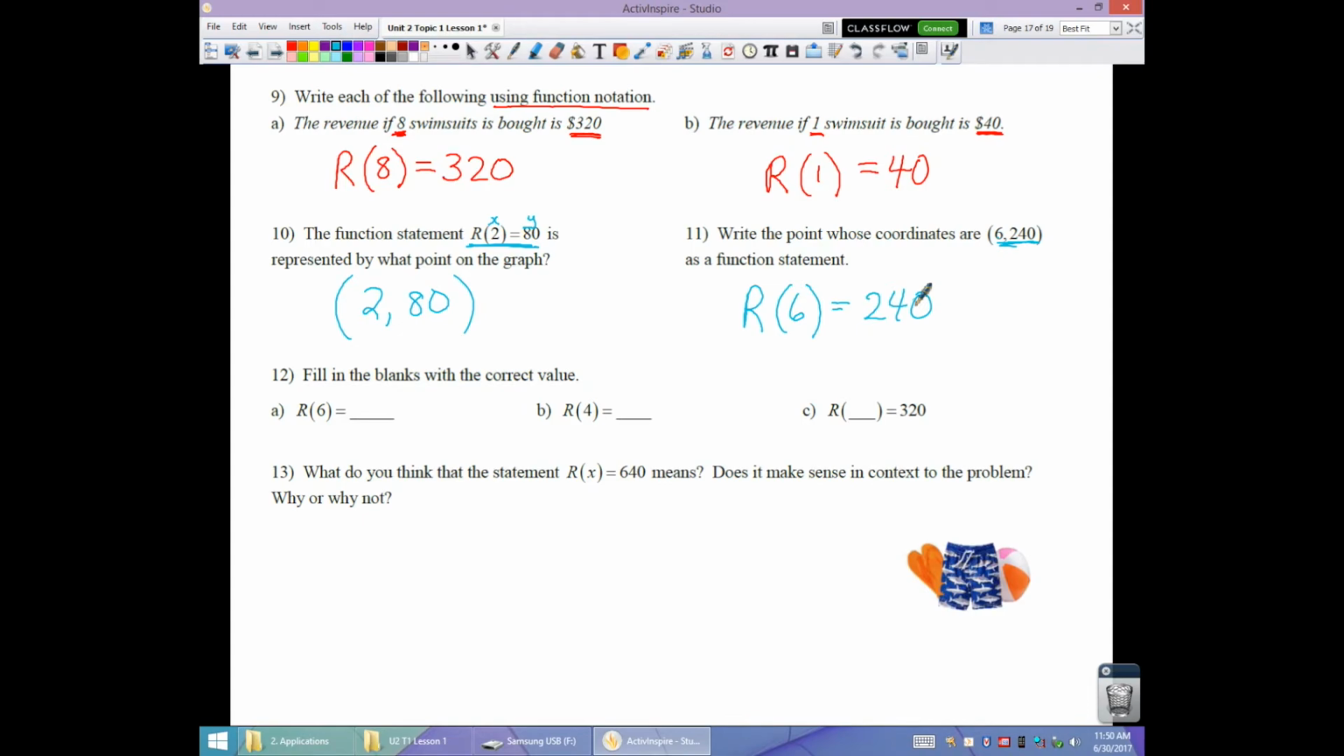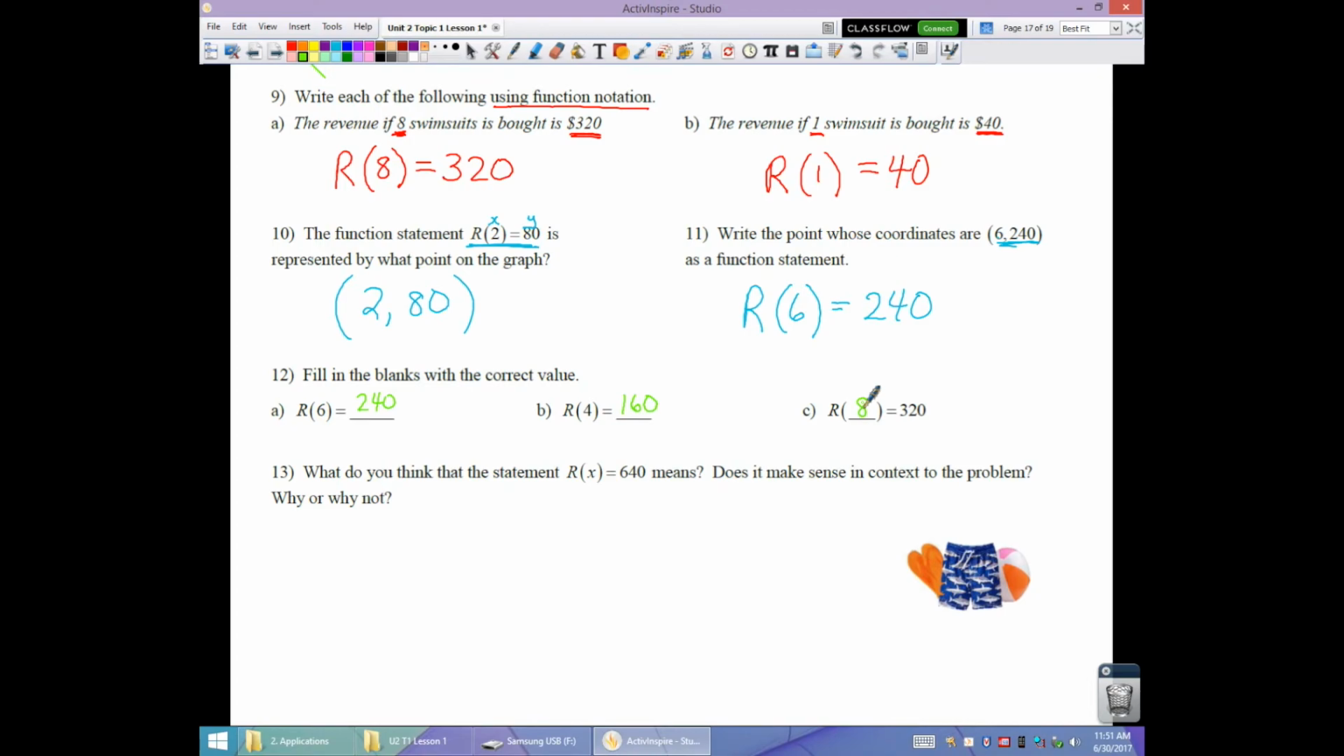Fill in the blanks with the correct value. Well, if you look back at your little table of values, or just at number 11, R of 6 is 240. R of 4 was 160. And R of what value was 320? Well, if you're looking in the Y column, in the revenue column, for 320, that happened for 8 swimsuits.